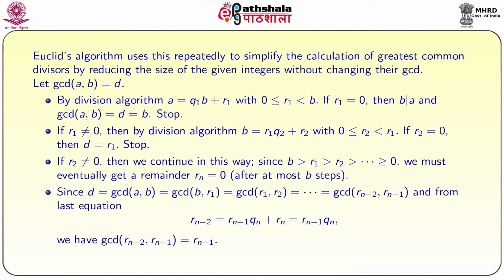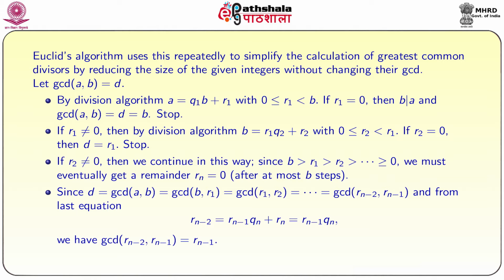We will get a sequence of numbers like B is greater than R1 is greater than R2 and so on, greater than or equal to 0. We must eventually get a remainder Rn equal to 0 after at most a finite number of steps, meaning at most B steps. It is because B is a positive integer. So, each time, even if we go only one step, in at most B steps we will eventually reach 0. So, this algorithm terminates.